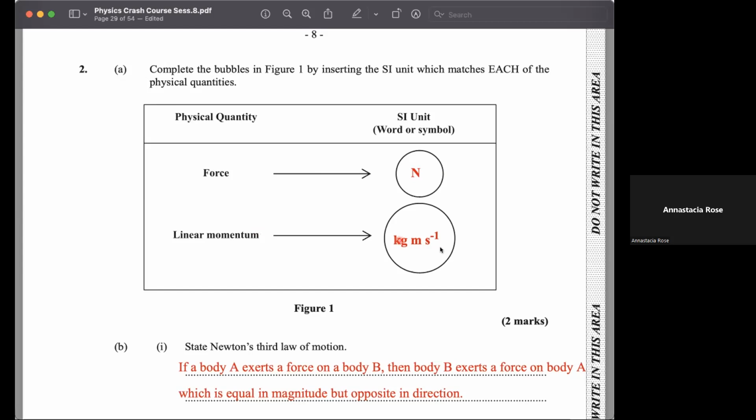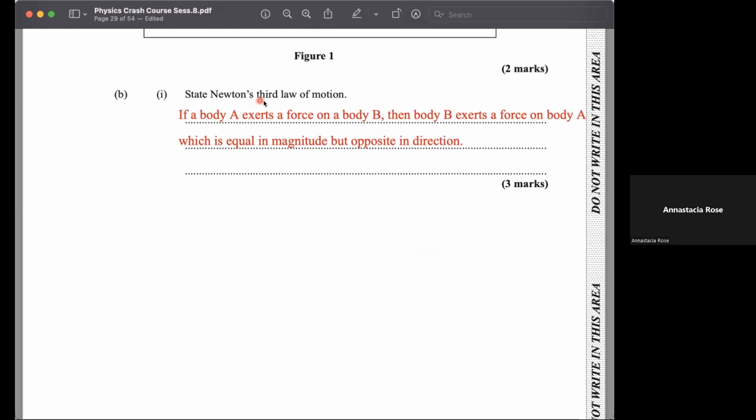So you're then asked to state Newton's third law of motion, and in layman's terms, that's the action. Every action gives rise to an equal but opposite reaction. So the formal wording of that law is basically, if a body A exerts a force on body B, then body B will exert a force on body A, but this force will be opposite in direction. Okay.